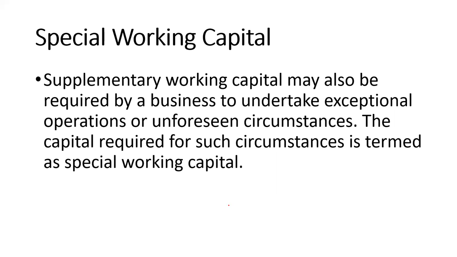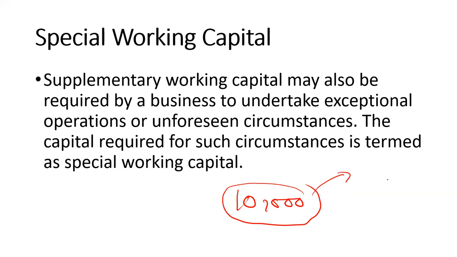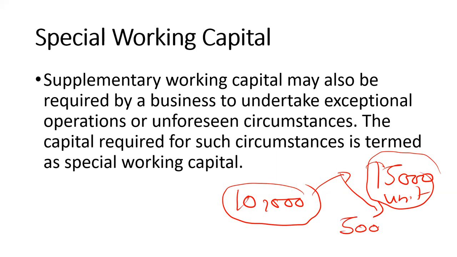Suppose your everyday production is 10,000 units, but the customers are increasing and the customer base of the company grows, and the production turns into 15,000 units per day. This is mainly used for seasonal goods. So the amount required to produce the 5,000 extra units will be funded through the special working capital. Okay.